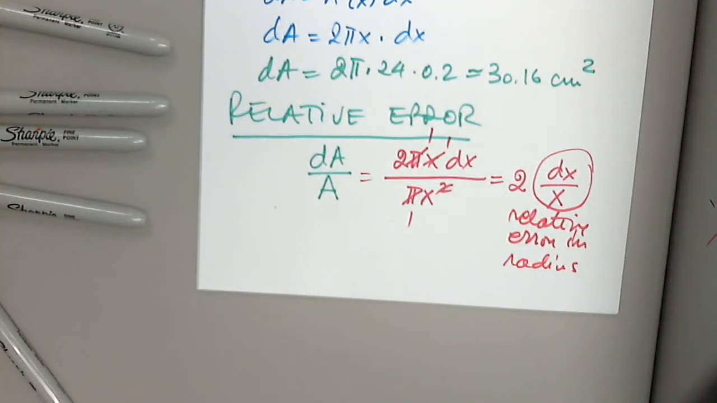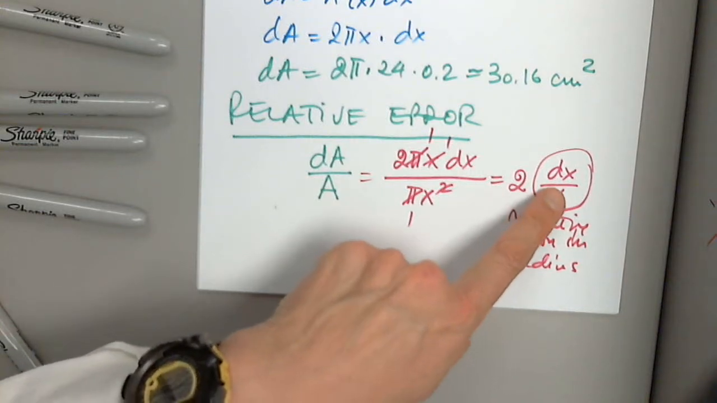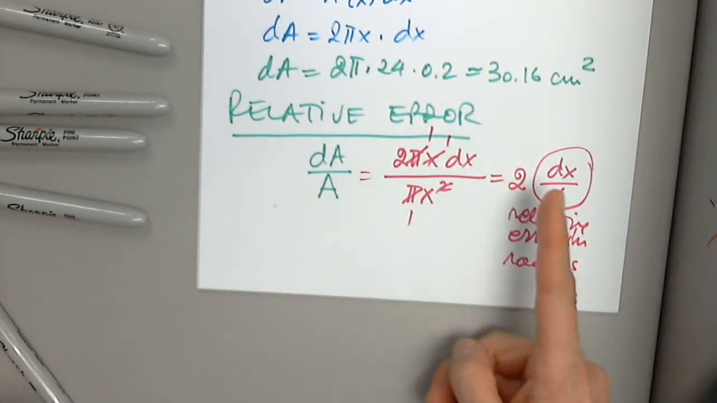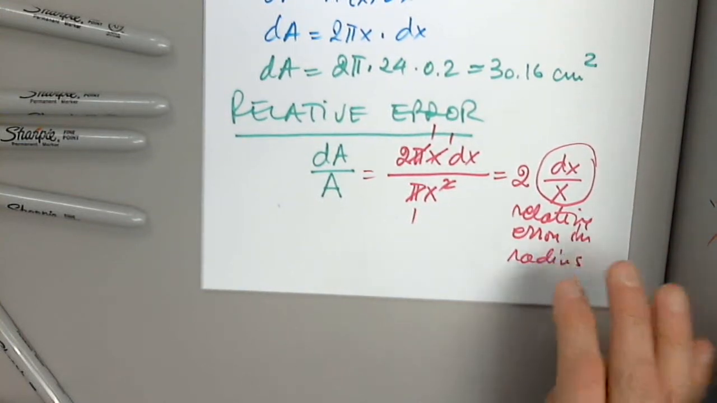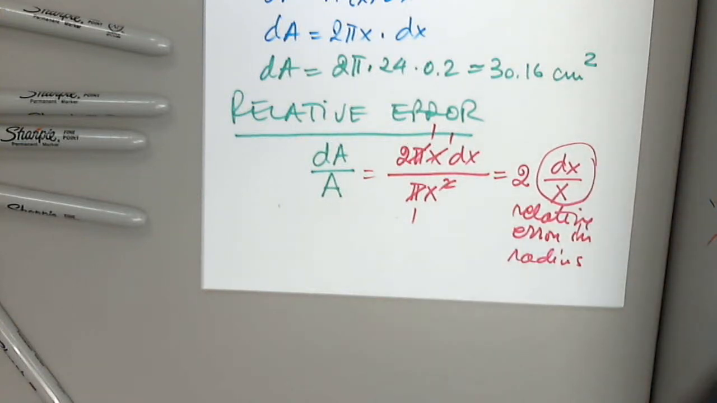Is the 2 not included? Say it again. Is the 2 not included in that? Oh, it's 2 times. I separated so you can see that the relative error in the area is twice the relative error. Yes, this piece does not go into the relative error. The relative error is only dr over r. So this is twice as much.